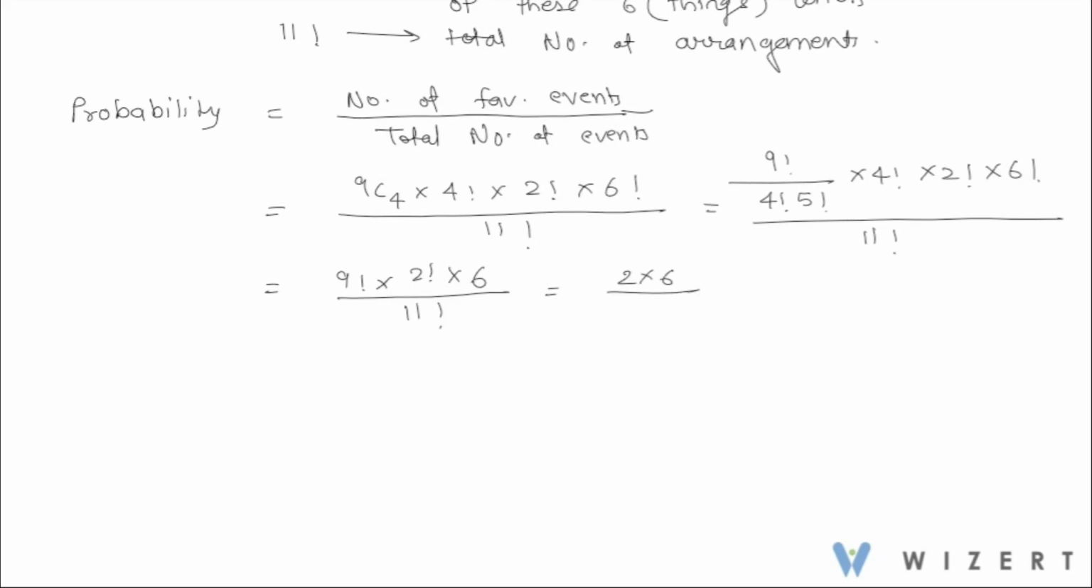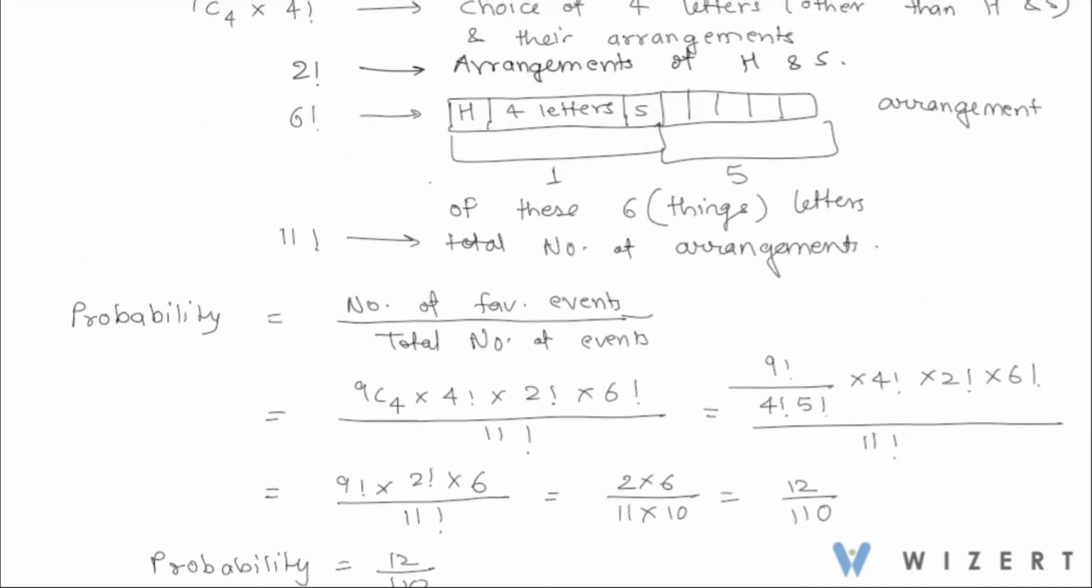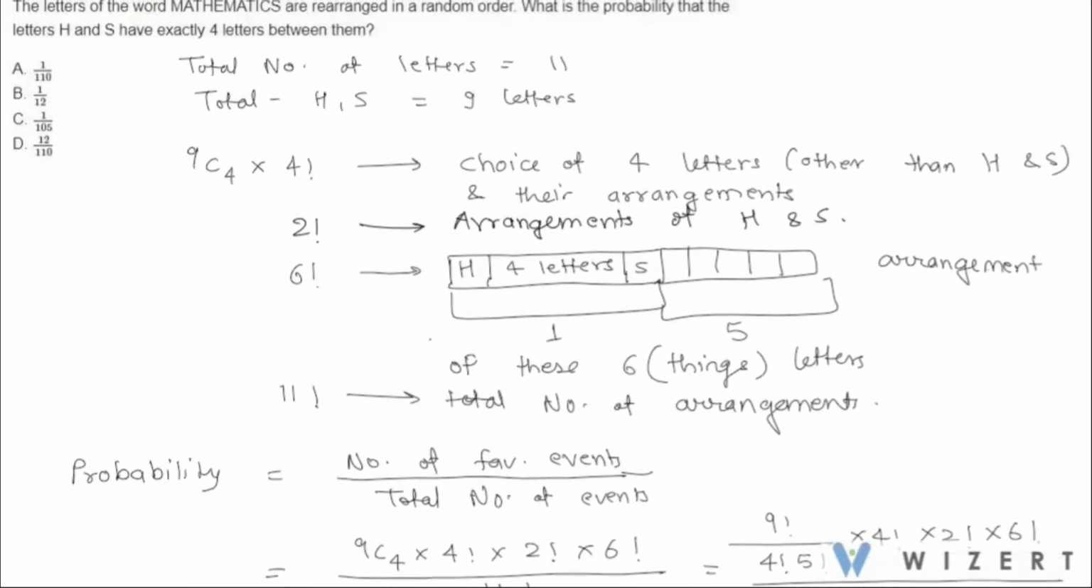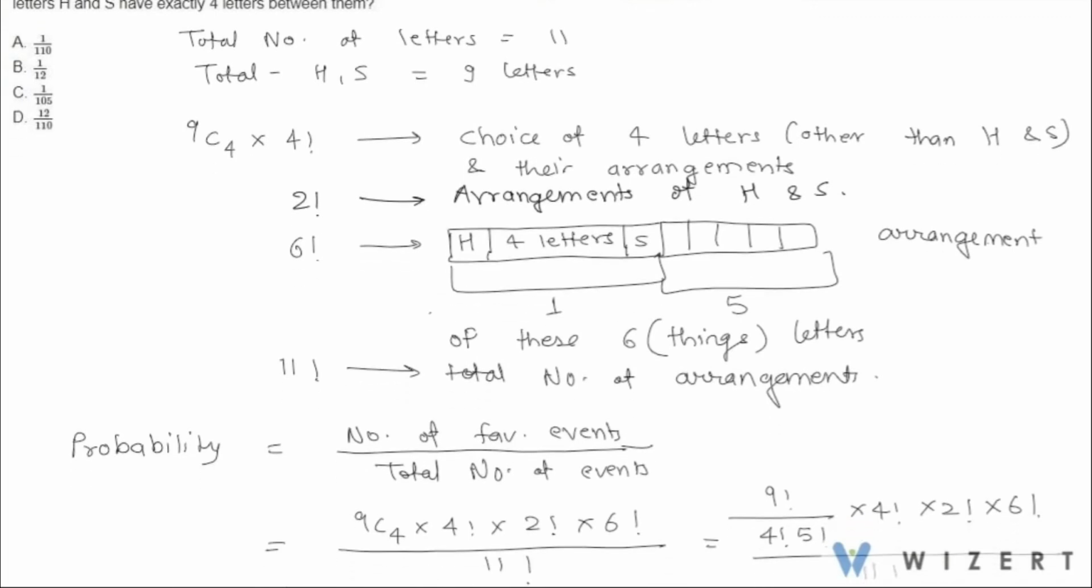So 2 into 6 divided by 11 into 10, which is equal to 12 by 110. So the required probability is equal to 12 by 110. Let's look at the options. Yes, answer is option D, 12 by 110.